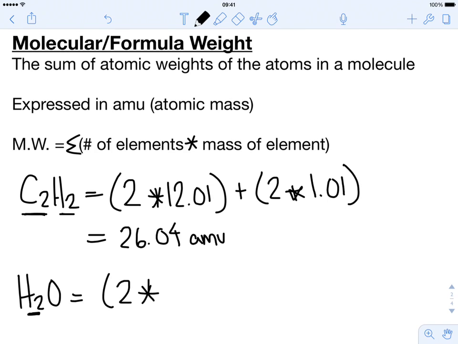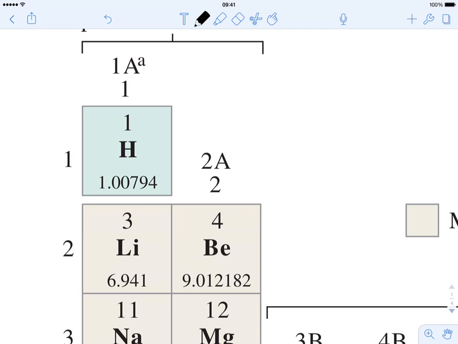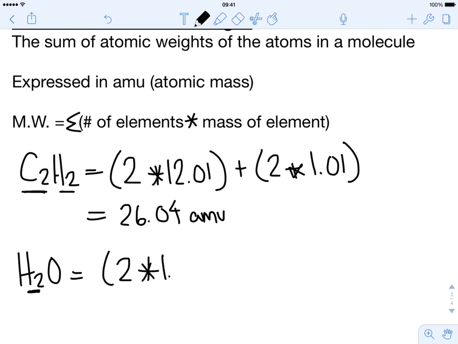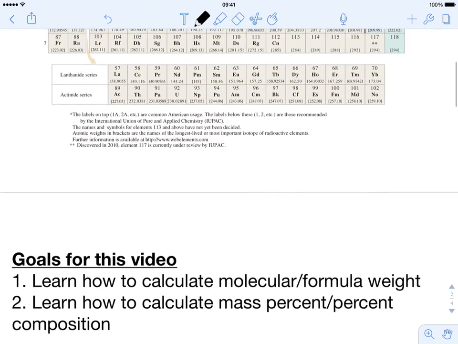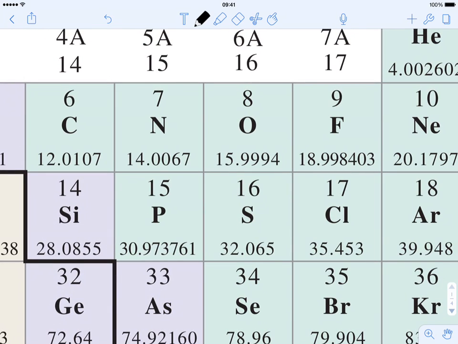Now let's do another example just so you guys get some more practice. And let's try to figure out the molecular weight for water. Now, we're just going to follow the same procedure. Starting with hydrogen, how many hydrogen atoms do we have? We have 2. We're going to multiply that by the atomic mass of hydrogen. So if we go up to our periodic table, the atomic mass of hydrogen is 1.01. So we'll write that down here, 1.01.